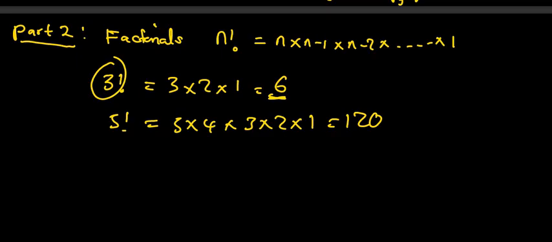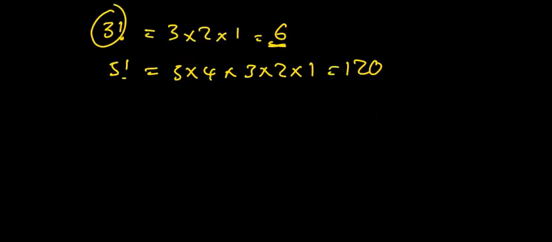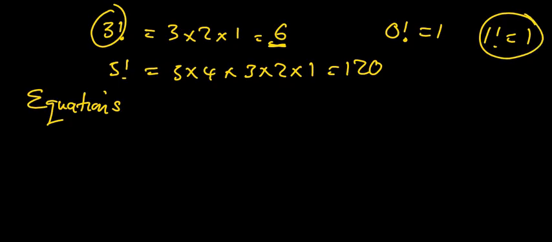So there are quick equations that you have to learn under factorials. Here there are 2 conventional things. 0 factorial is 1, and also 1 factorial is equal to 1. You need to remember this. Whenever you see 0 factorial, just know that it's a 1, and 1 factorial is also equal to a 1.